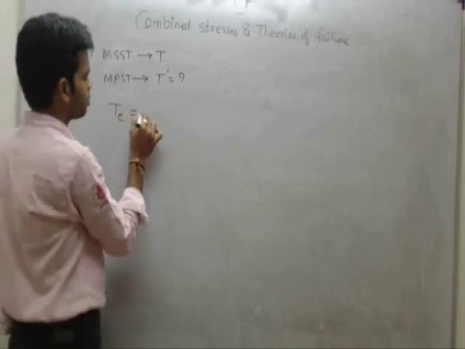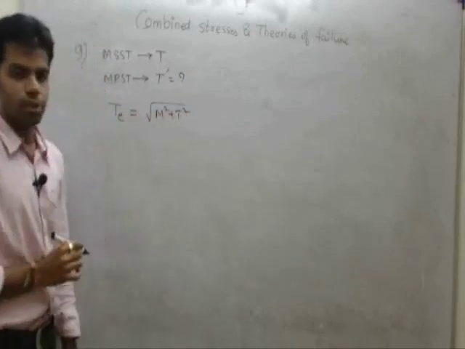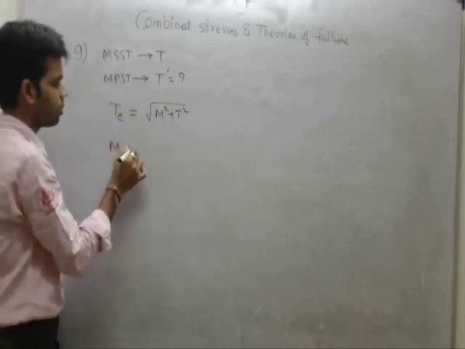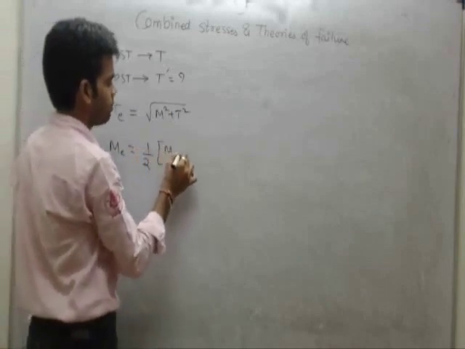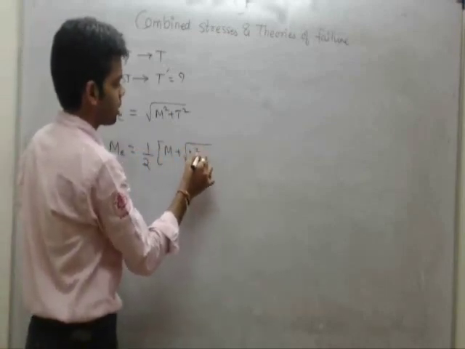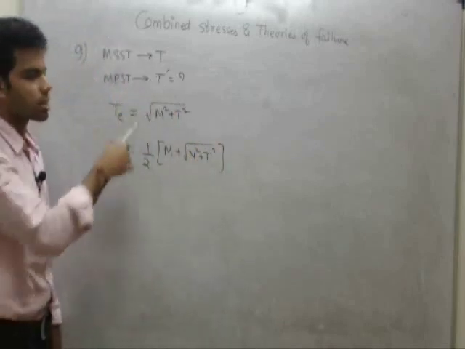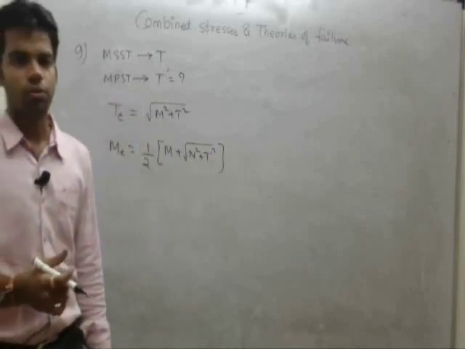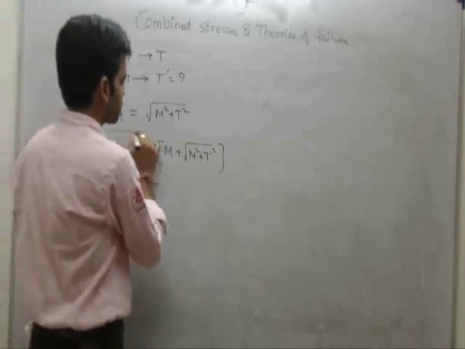T equivalent is equal to under root of M square plus T square. And according to maximum principal stress theory, we know that ME is equal to half of M plus under root of M square plus T dash square. Why T dash? Because according to maximum principal stress theory, this permissible twisting moment is T dash, and that is what we have to determine. Just take the ratio of these two.